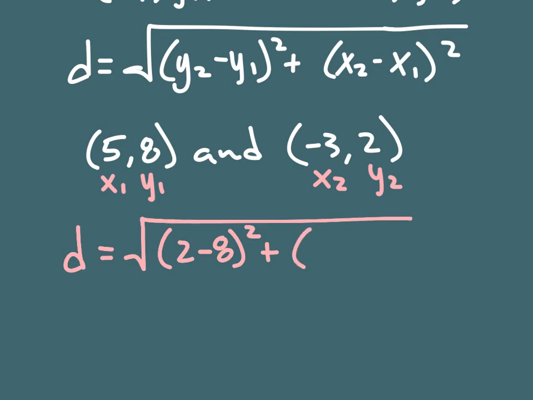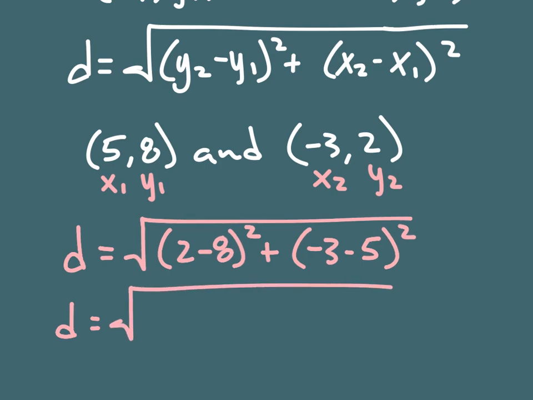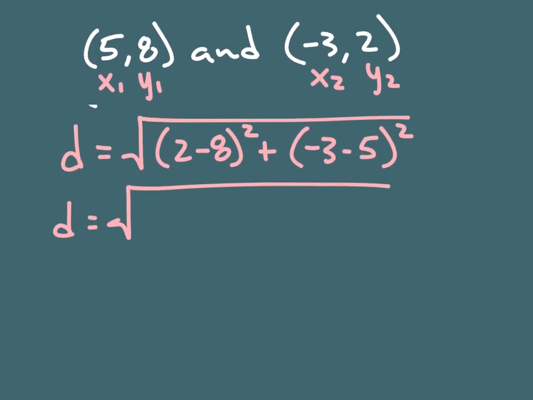what do we got here? We got (negative 3 minus 5) quantity squared. Now, we have to be really careful about our signs and how we write this, but all we have to do now is the math, arrive at a number, and evaluate. From here, inside the parentheses, I'm going to do 2 minus 8. That's going to give me negative 6 quantity squared. Plus, negative 3 minus 5 gives us negative 8, that quantity squared.